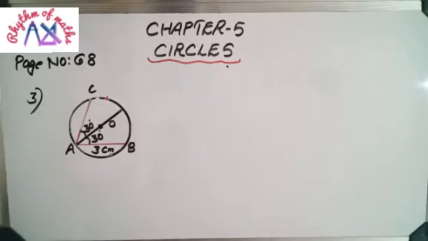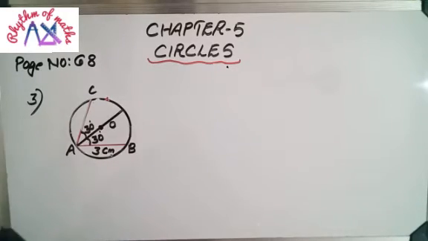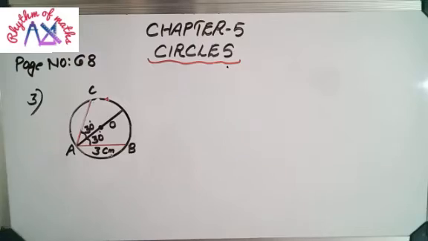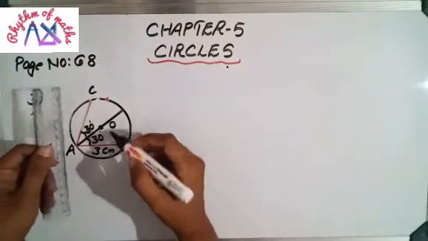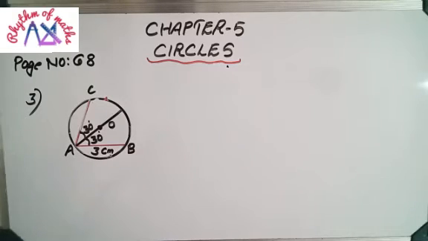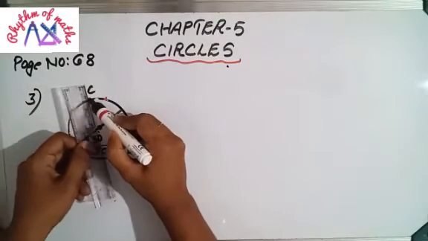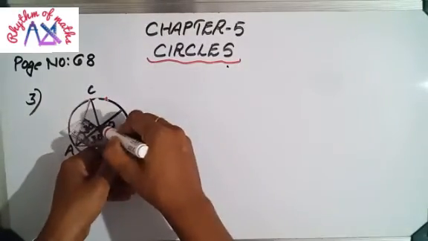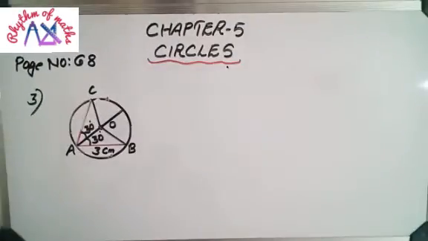In order to solve this, here also we are using the concept of equal triangles or isosceles triangles. As AO is a radius, we can mark two more radii. From the point C and from the point B, we can draw two more radii like this, C to O and O to B. Like this we can mark.